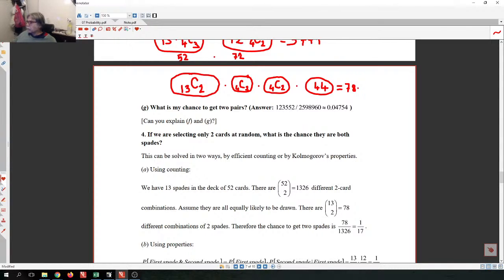This one is easy. We already had that, so that's 6. And this one is also 6. And the last one, of course, is 44. Okay? And that's exactly this number, 123,552.